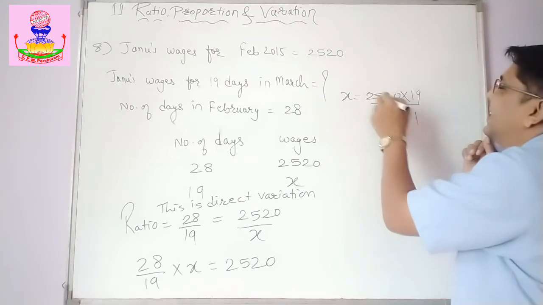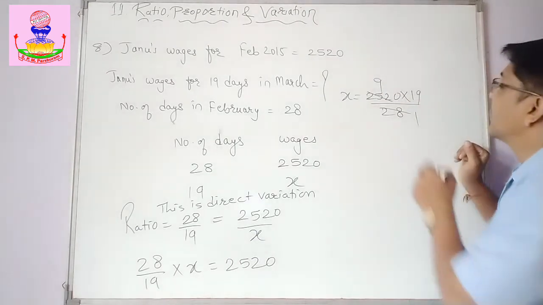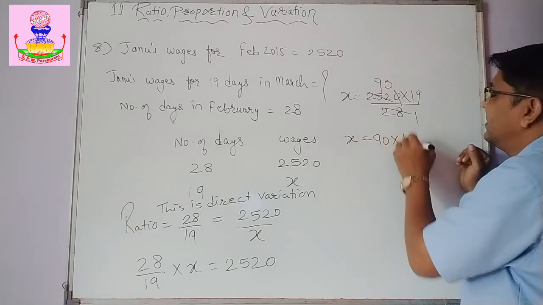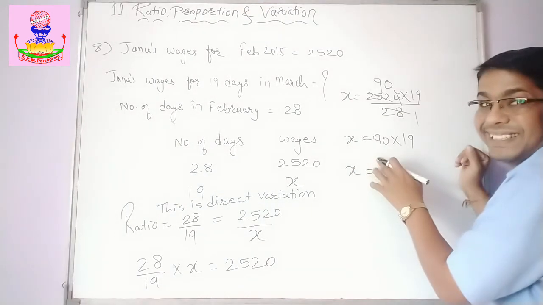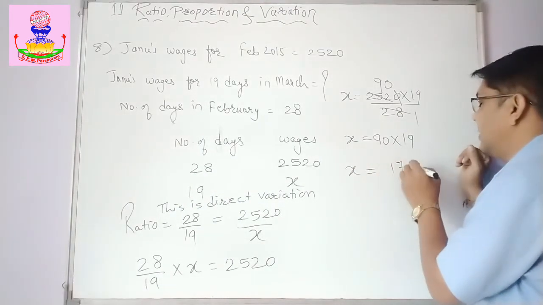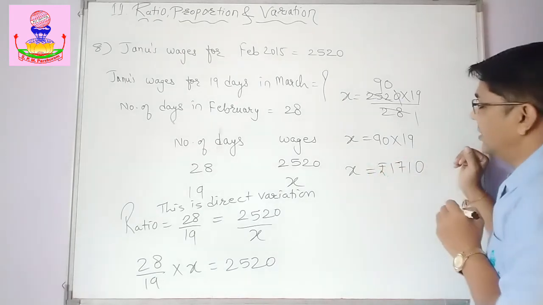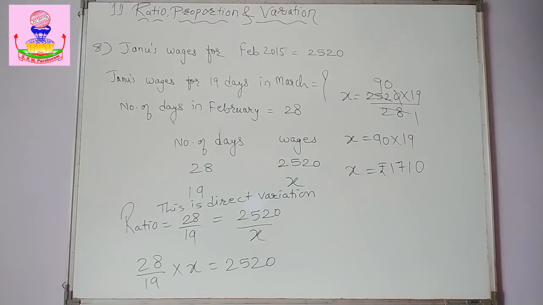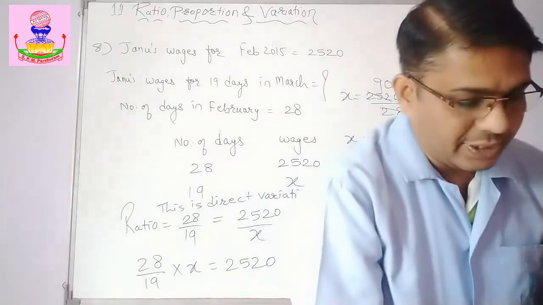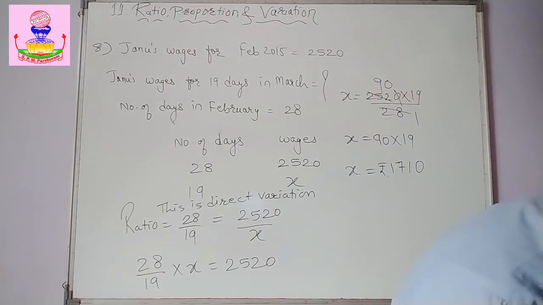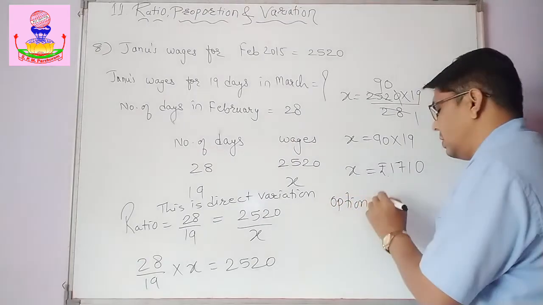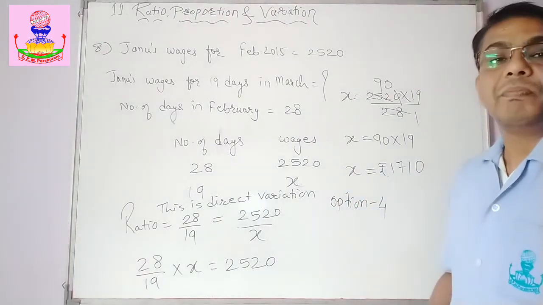Now I know the table of 28. 28 1s are 28, 28 9s are 252. Okay, and 28 zeros are 0. So x is equal to 90 into 19. Now I know the table of 19. 19 nines are 171 and 19 zeros are 0. So what is the wages of 19 days? 1710. So option number, what is the option number? Just I will come to that. Option number 4. Option 4 is the right answer.